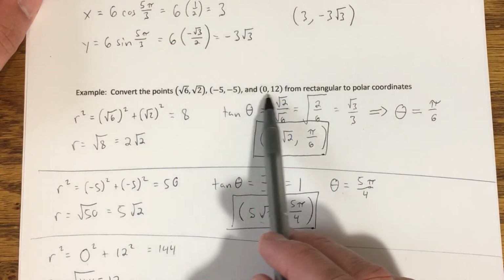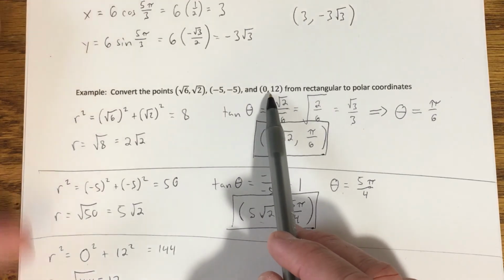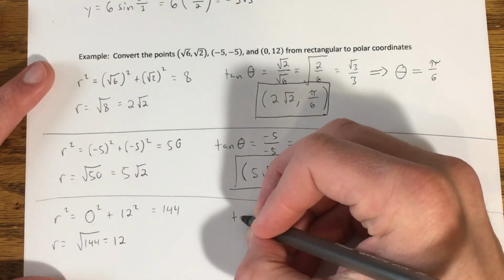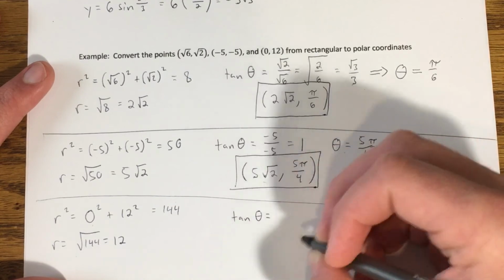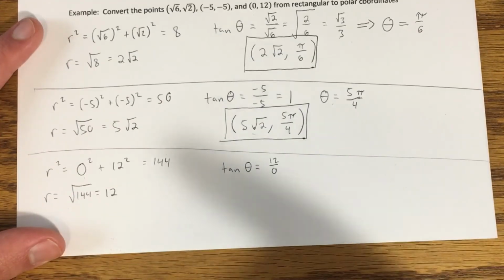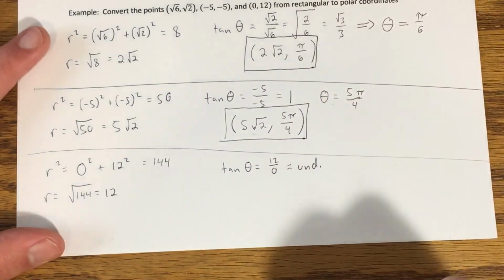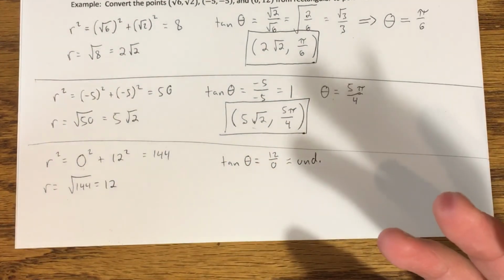Here, we run into a bit of a problem, though, when I'm finding theta. Because if I'm going to do theta, I'm going to be using this: tangent of theta equals y over x, 12 over 0. Well, that's undefined. So that sort of leaves me in a pickle.